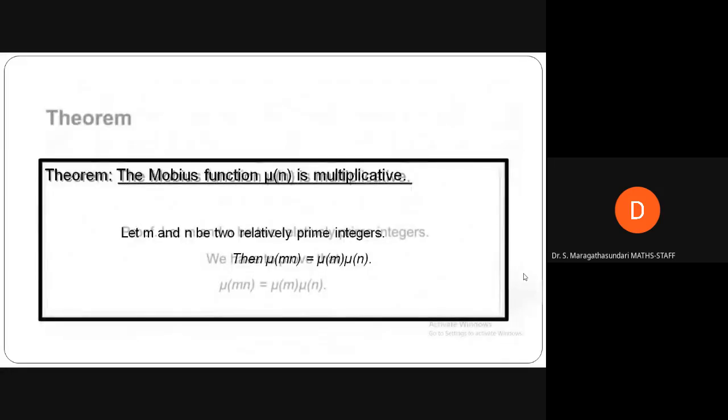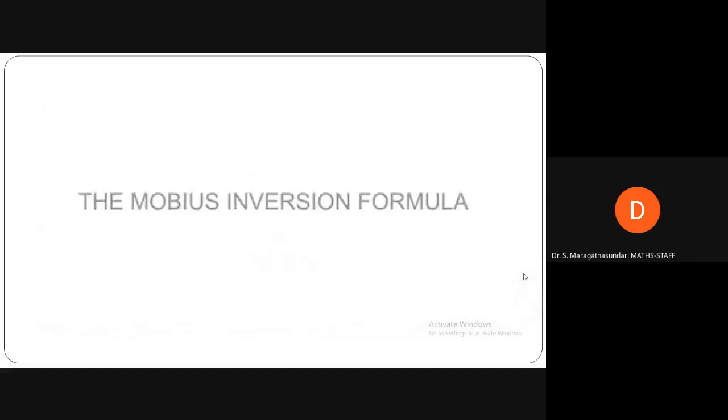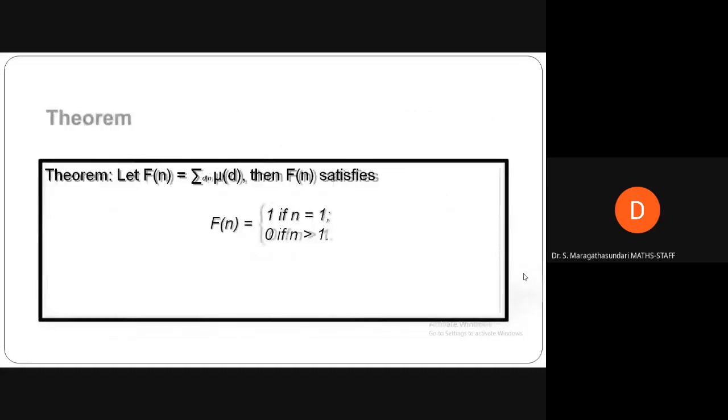And for the Mobius function, we have this well-known property: mu of n, the Mobius function, is multiplicative. That is, mu of mn is always equal to mu of m into mu of n, where m and n are relatively prime integers. And for the Mobius inversion formula, this is a basic property in this formula.